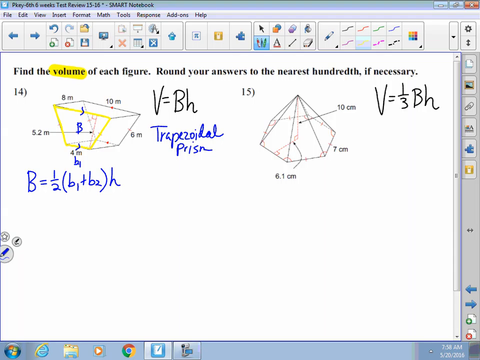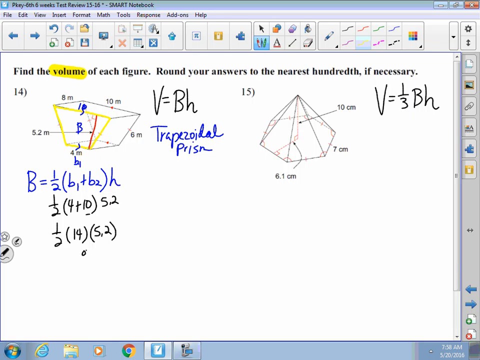So we have B1 is 4, B2, well, that's 10, because remember, sides that are parallel to each other are congruent, so that's 10. And then the height is the perpendicular distance between them right here, and that's 5.2. So I'm just going to substitute the parts. 1/2, 4 plus 10 times the 5.2. Order of operations says I got to add these together first. So 1/2 of 14 times the 5.2.